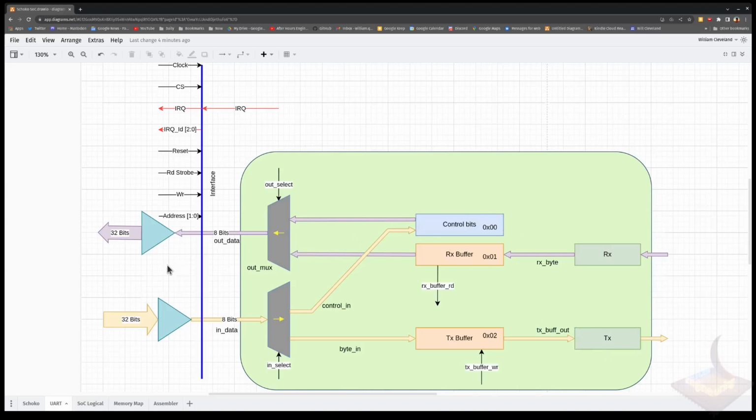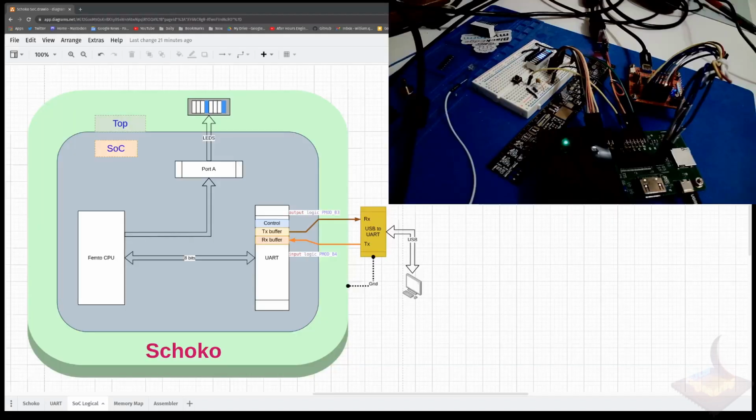And that's the diagram. So where does the UART component sit within the SoC itself? Over here to the left, we have a bigger picture of the entire Schoko. We have our Femto CPU, the port A buffer, and the UART component itself sitting within the SoC. The SoC is enclosed within the top module that interfaces to the real world, the LEDs themselves, and our USB component that we have over here.